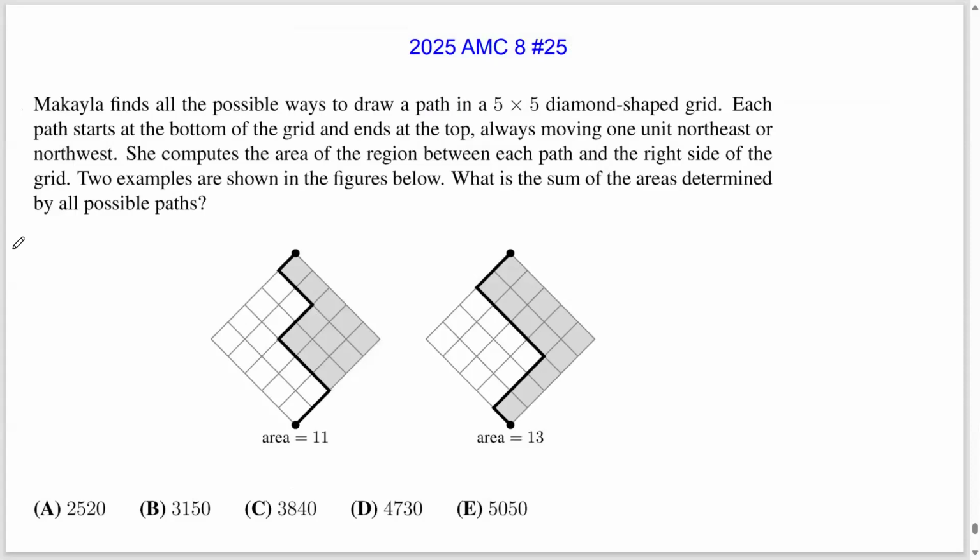Michaela finds all the possible ways to draw a path in a 5x5 diamond-shaped grid. Each path starts at the bottom of the grid and ends at the top, always moving 1 unit northeast or northwest. She computes the area of the region between each path and the right side of the grid. 2 examples are shown in the figures below. What is the sum of the areas determined by all possible paths?